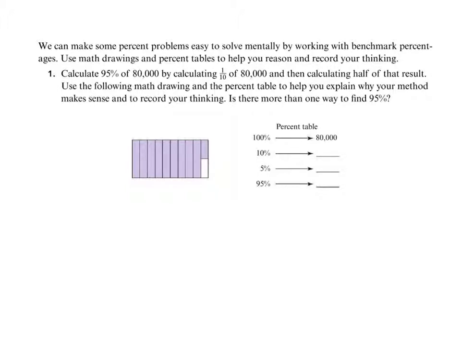As we look at this percent table, we'll notice it's broken down as 100% is 80,000. So when they told us they wanted us to calculate 95% of 80,000, that was telling us that the whole amount, 100%, was equivalent to 80,000. So if we label the 80,000 as being the whole amount, then 10% would be this one sliver of a rectangle, because there are 10 equal parts that make up the whole. So we want to calculate what 10% is, and it takes 10 of those to equal the whole.